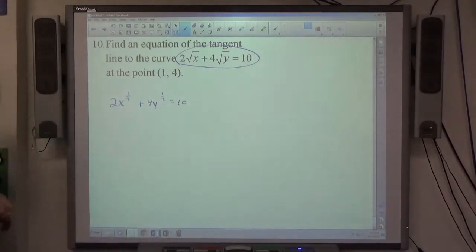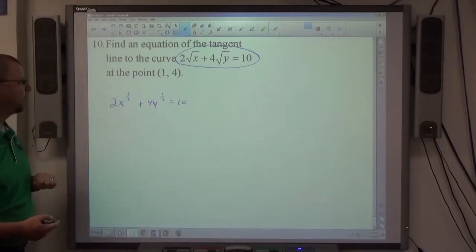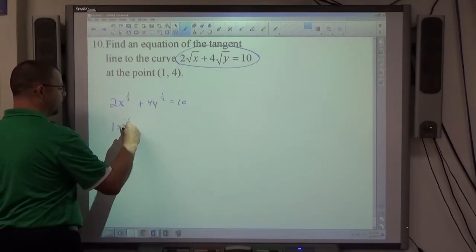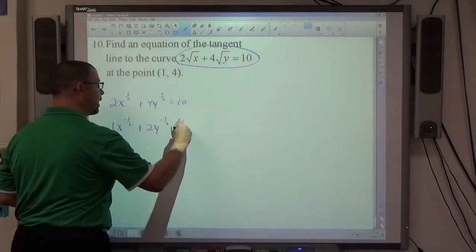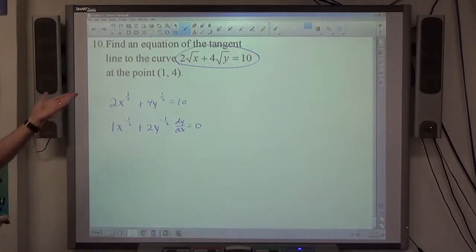Create a better structure for myself. I can apply the power rule to differentiate. Again, this is an x term, so it's fine. This is a y term. I have to put a dy dx when I differentiate. So I'm going to get 1 x to the negative half plus 2 y to the negative half dy dx equals 0.